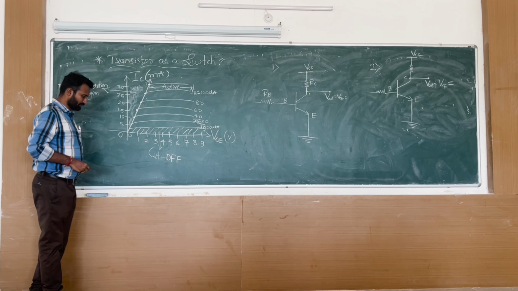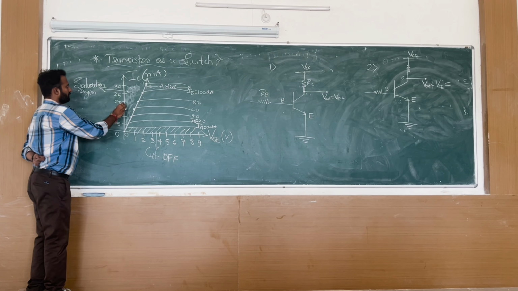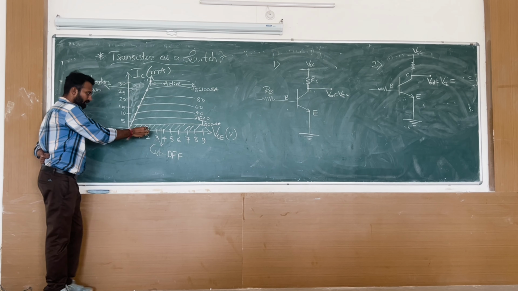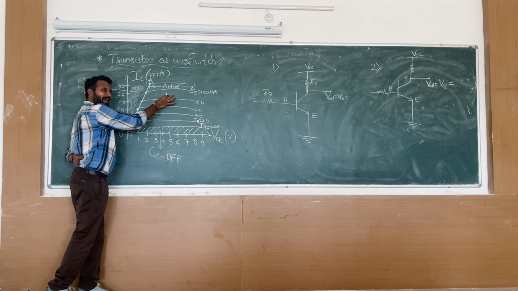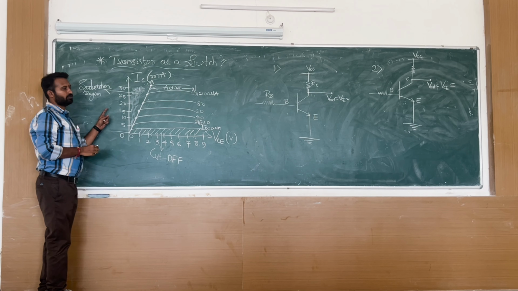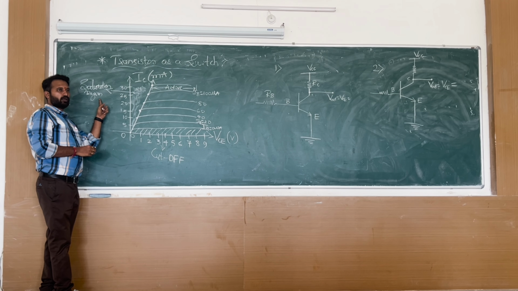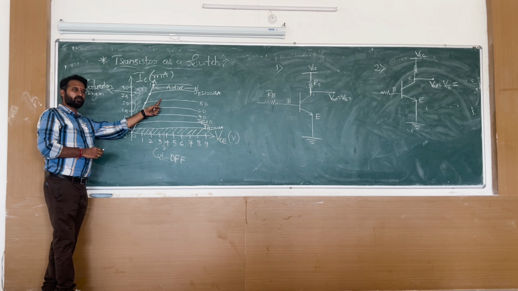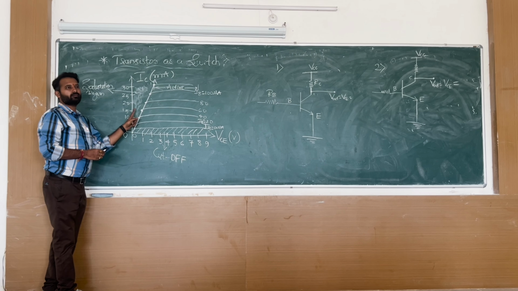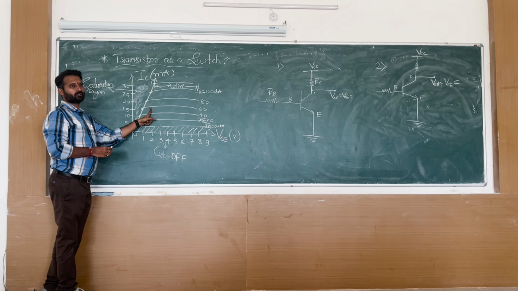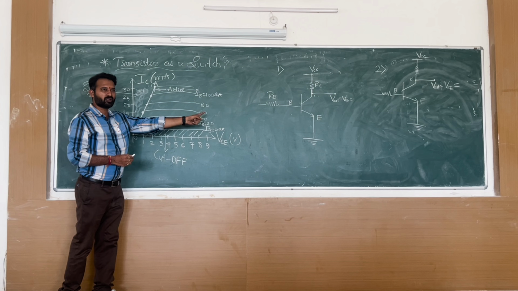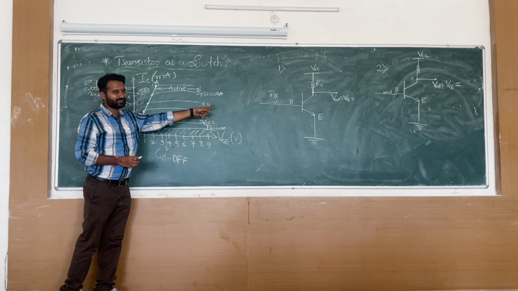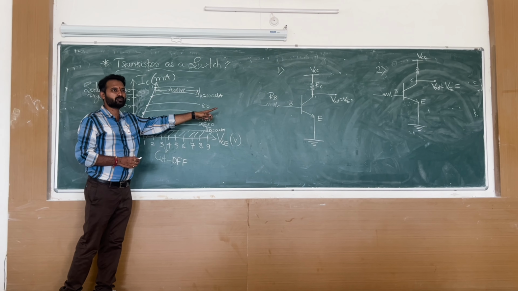Focus and concentrate here. Let me define what we mean by saturation region, cutoff region, and active region. I will give you two definitions for each of them. If you understand this diagram and this concept, then you can understand the circuit implementation for the transistor as a switch. I will complete that implementation; that is only partial.